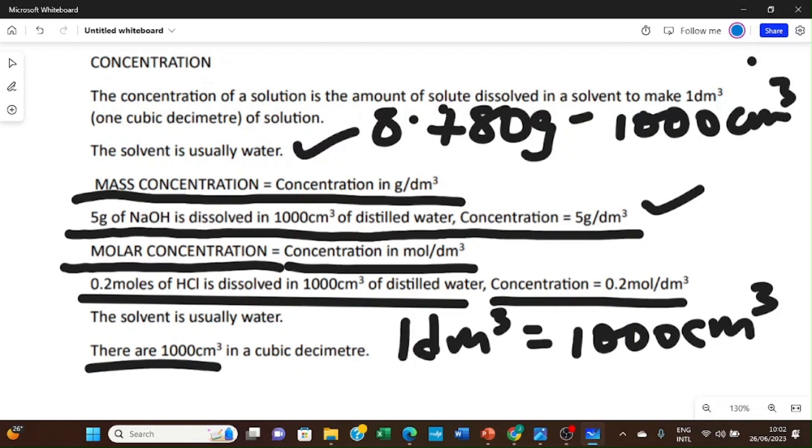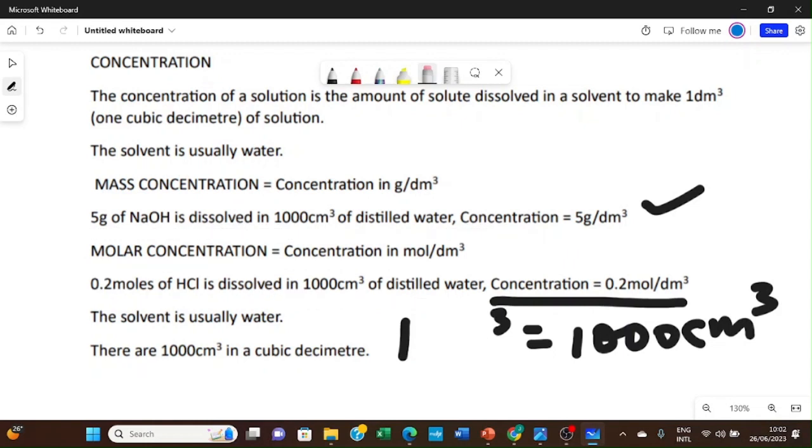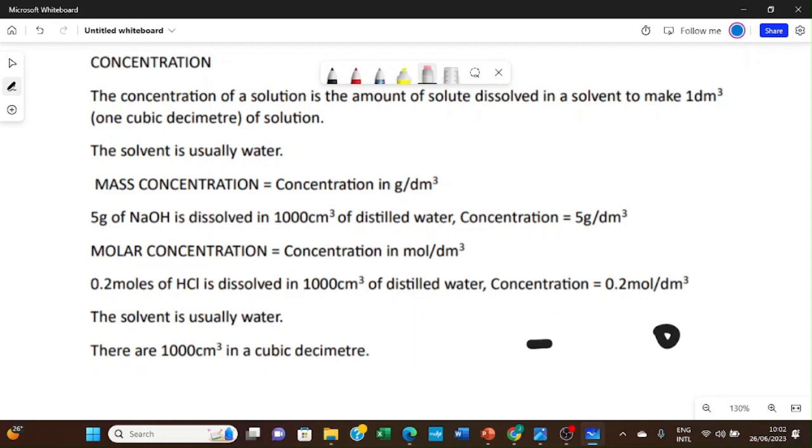If it's in gram per dm cube, that's what we call the mass concentration. But if it is in mole per dm cube, we call it molar concentration. So it's as simple as ABC. You shouldn't allow all these terminologies to confuse you. They are very, very simple. So we have molar concentration and mass concentration.